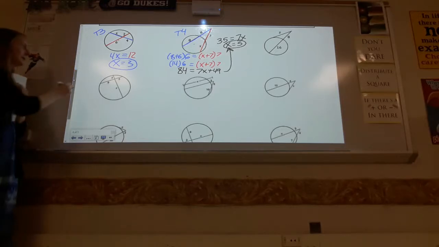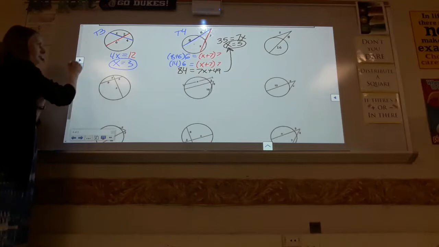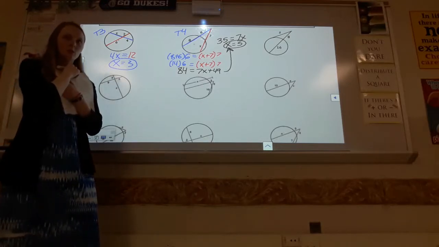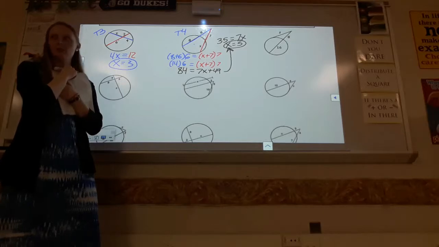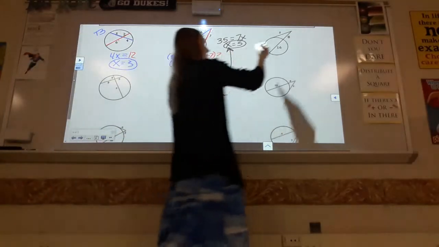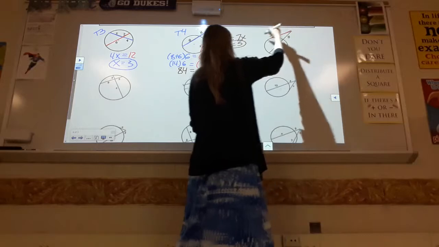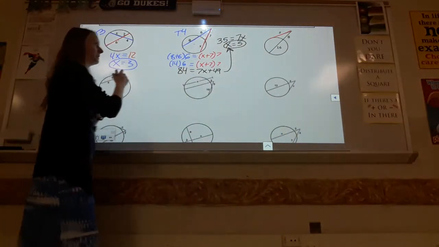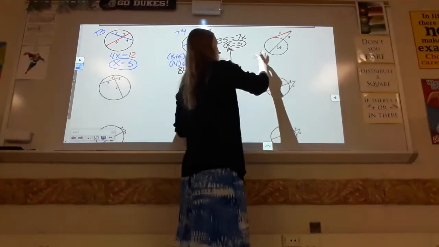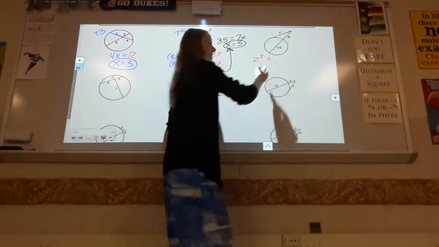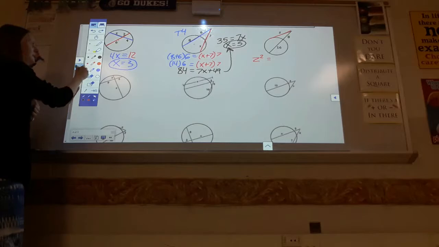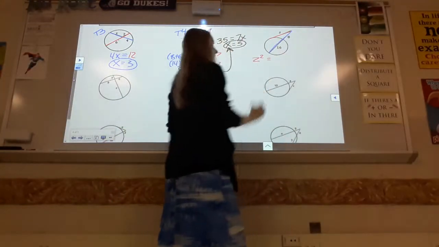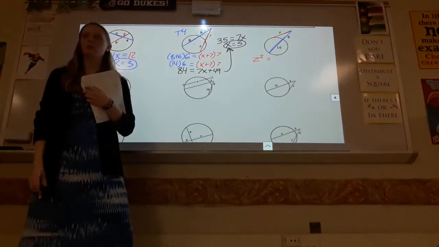Alright, what about the next one? Is this 2 chords, 2 secants, or 1 secant and 1 tangent? 1 secant, 1 tangent. This right here is a tangent because it only touches the circle once. Okay? And then the other one is a secant. So for this one, you're going to square the tangent. And then anytime you have a secant, you do that whole times outside type of thing. What's the whole length of that secant?